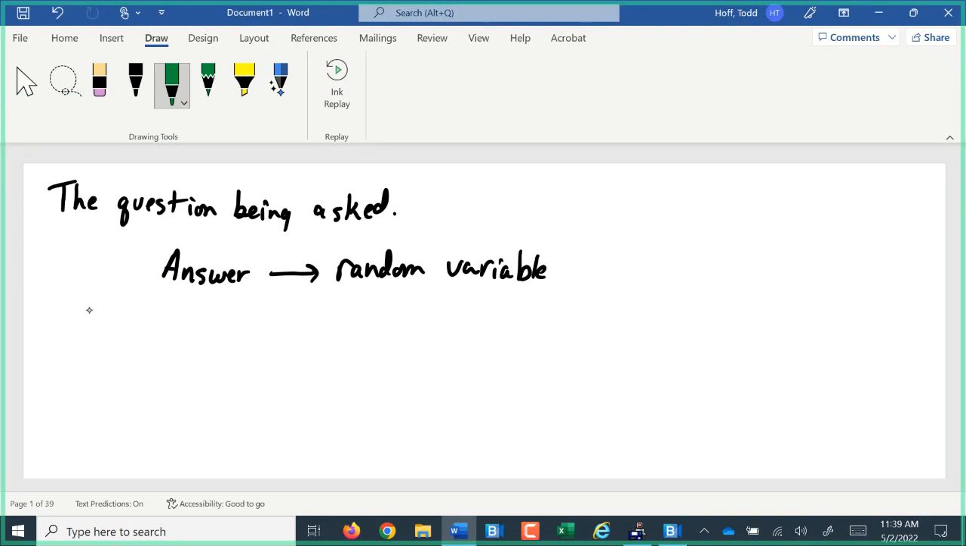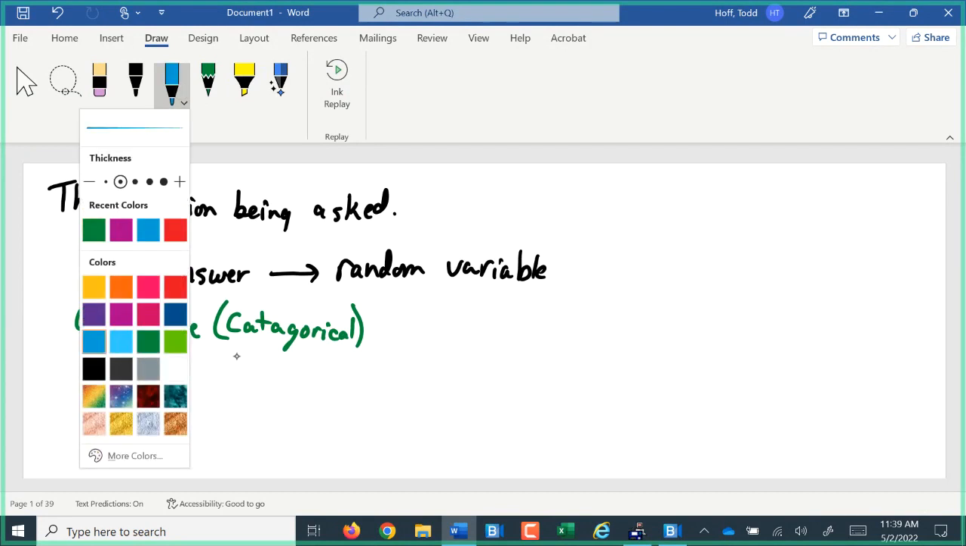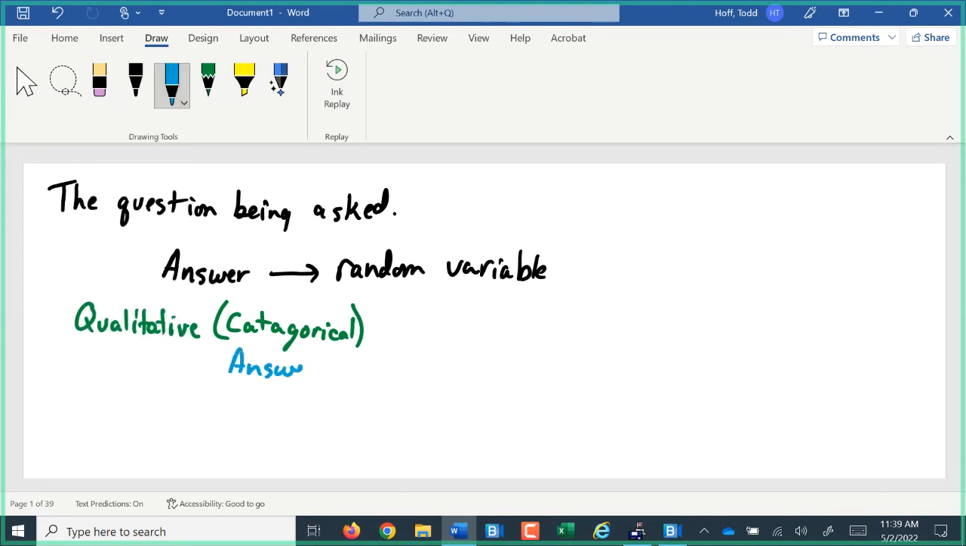It can be qualitative, which is the most common word for it. Some textbooks now have switched over to doing a little bit more common sense name, which is called categorical. And for a categorical variable, the answer to our question puts you in a category.